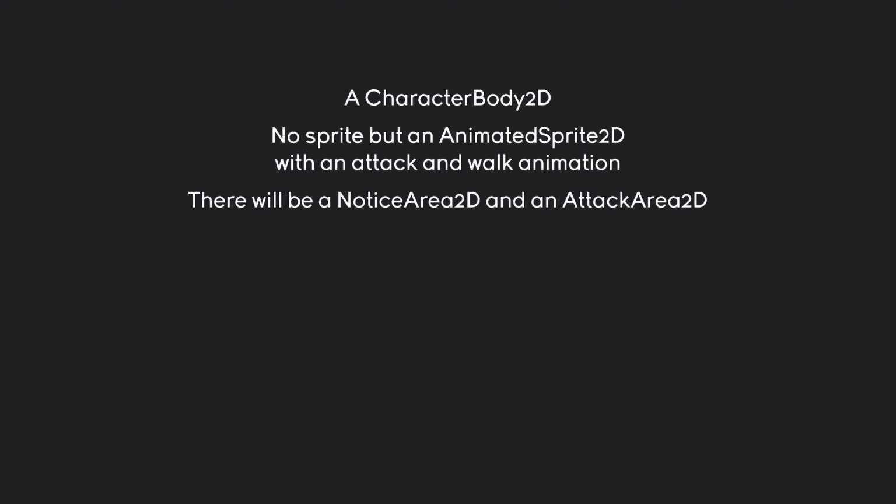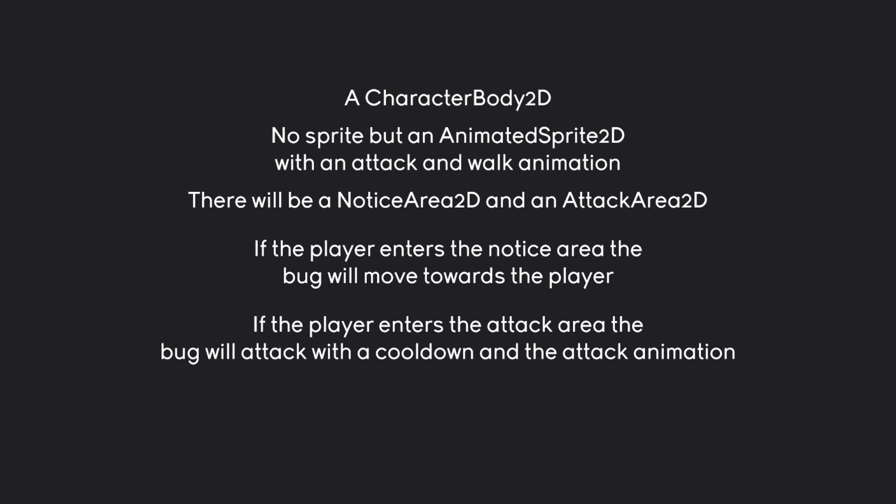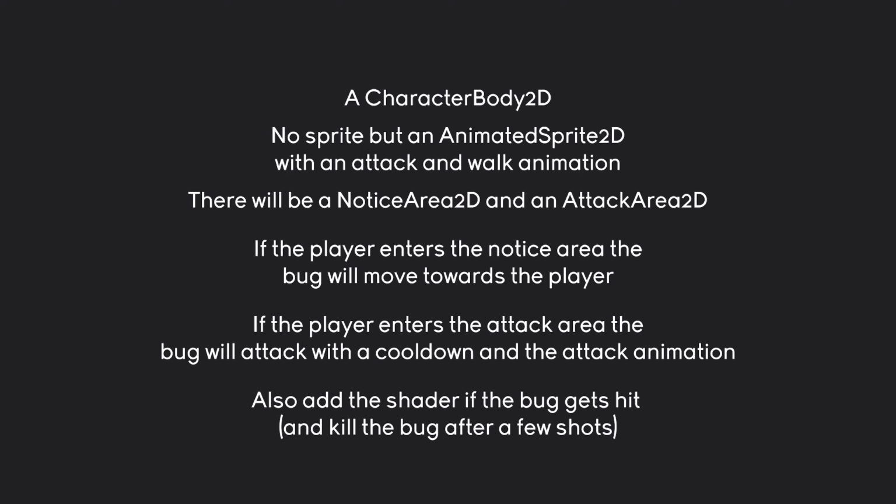Next up, there will be a notice area 2D and an attack area 2D. If the player is entering the notice area, then the bug will move towards the player. And if the player enters the attack area, the bug will attack the player with a cooldown and an attack animation. Besides that, there should also be a shader if the bug gets hit, and then the bug should disappear or get killed after a few shots.